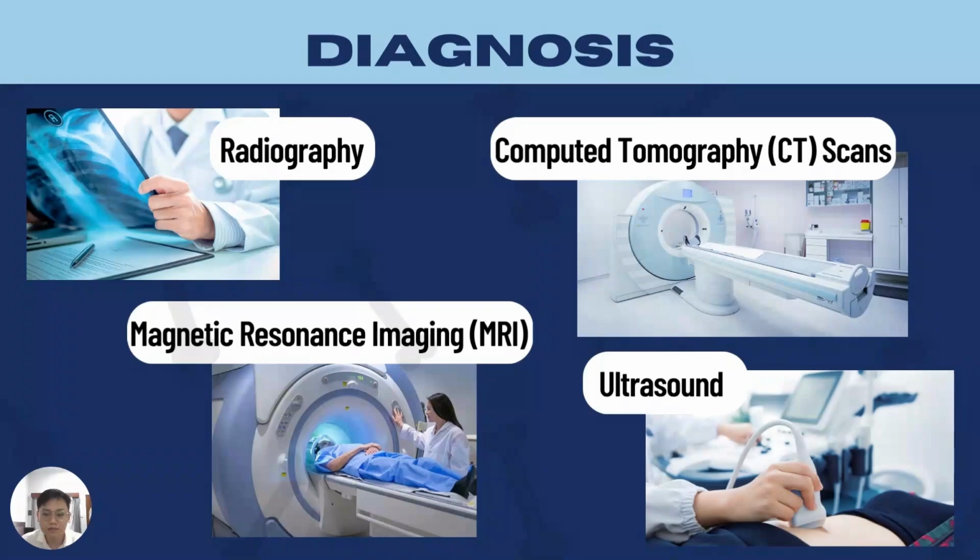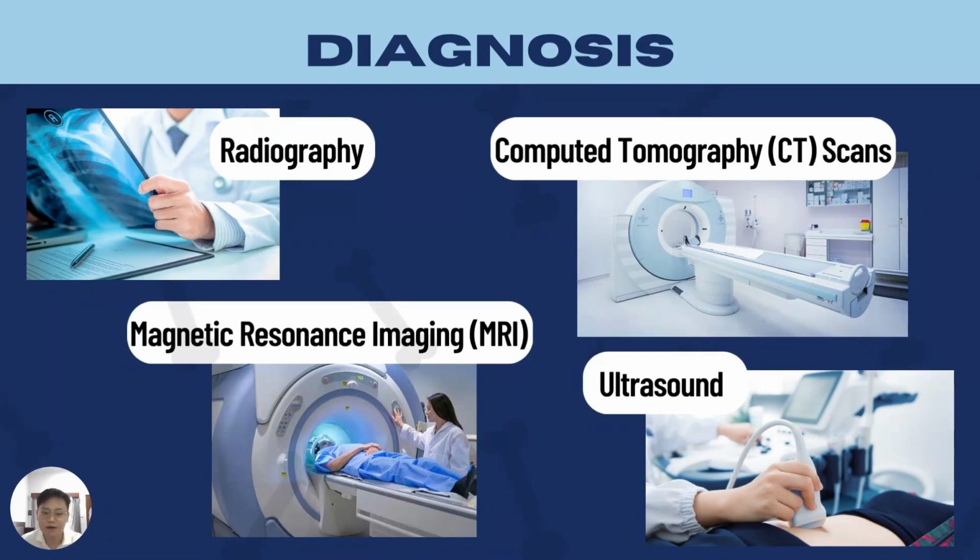CT scans have a higher sensitivity and specificity than radiography in diagnosing growth plate fractures. CT scans can provide high-resolution images of the growth plate and surrounding structures, but they also expose children to ionizing radiation, which can increase the risk of cancer. Ultrasound has also been used to diagnose growth plate fractures, particularly in cases where radiography is inconclusive or unavailable. Ultrasound is a non-invasive and relatively low-cost imaging modality that can be performed at the bedside.